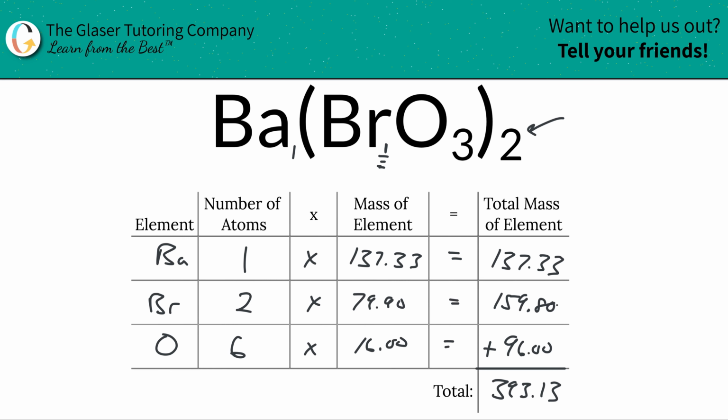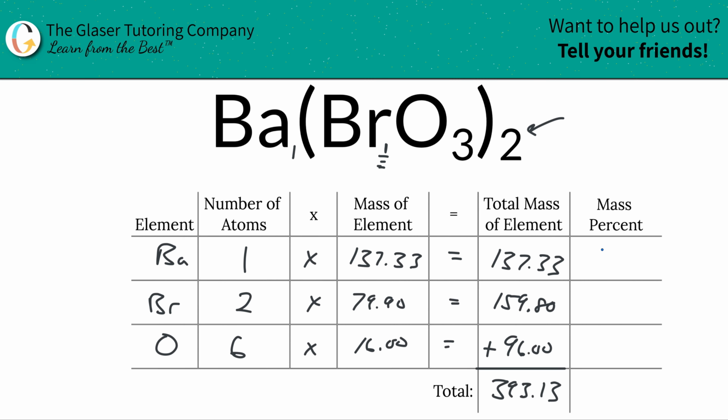Now, since we found the total mass of barium bromate, we can find the percent of each particular element inside of this compound. It doesn't matter what the units are here. You can use grams per mole or AMU. It really does not make a difference, so I'm going to leave the units out because they're irrelevant. But I need to add another column to the table.